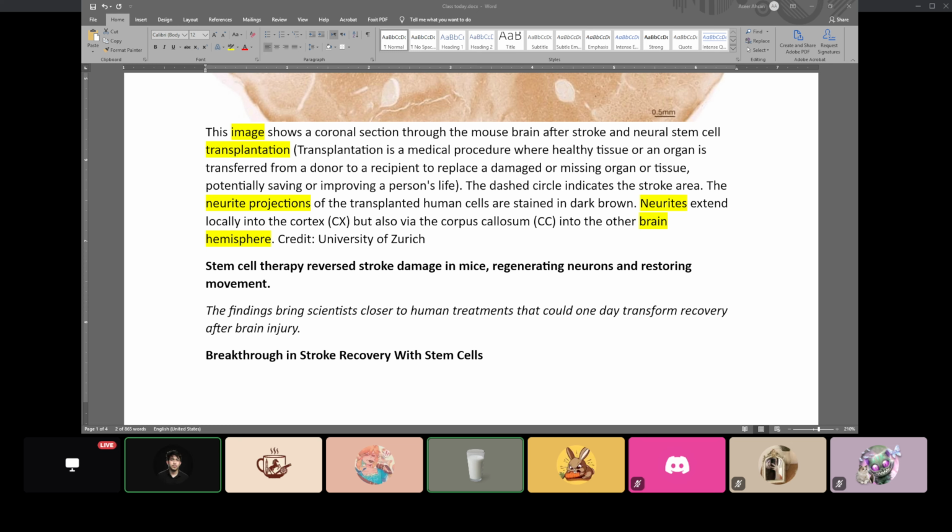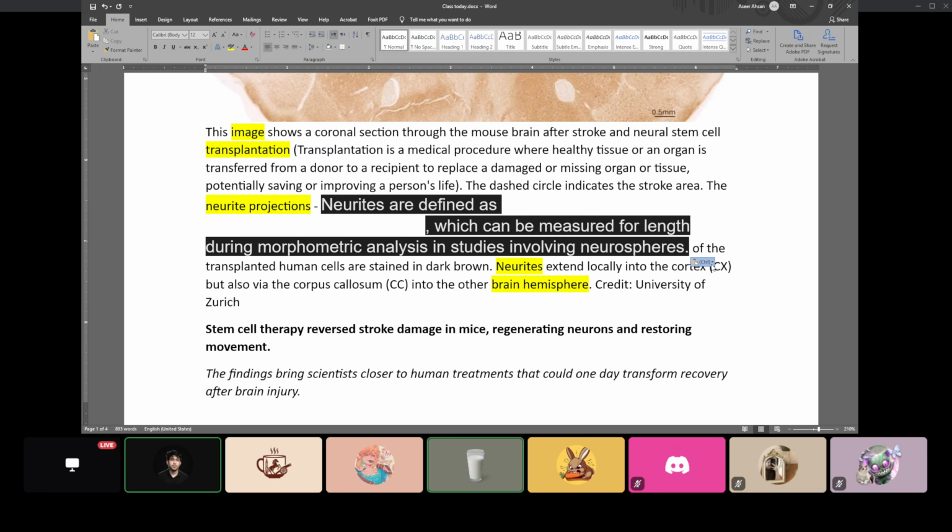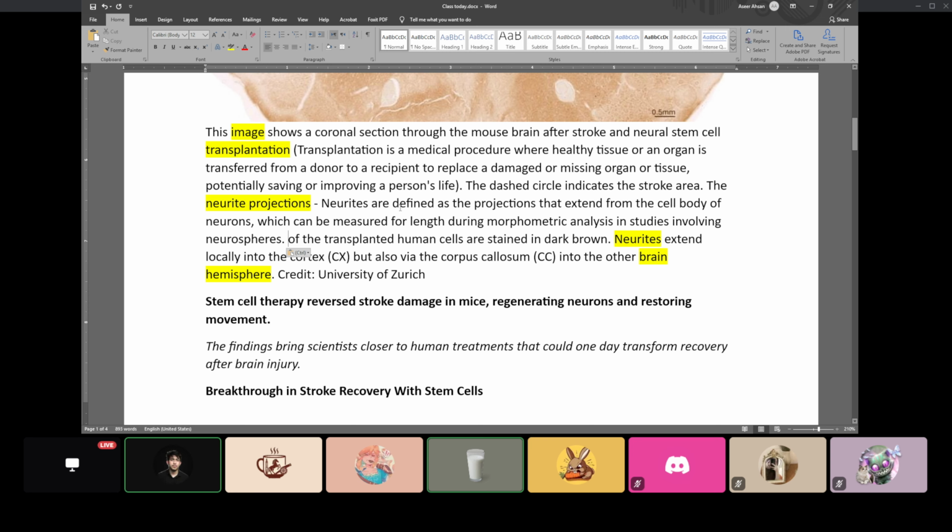Actually, it is a medical term, so I do not know what the meaning of this word is, but I found it in Google, and let me just paste it over here. Neurites are defined as the projections that extend from the cell body of neurons, which can be measured for length during morphometric analysis. Okay, what is morphometric analysis?